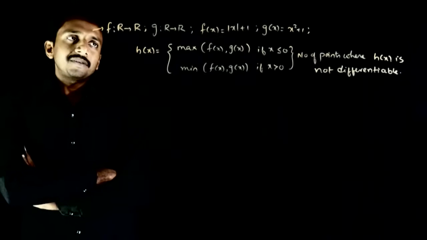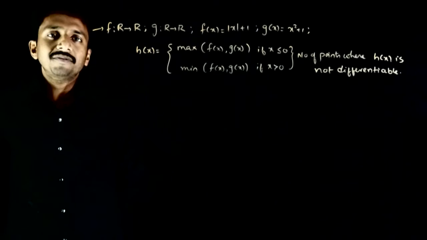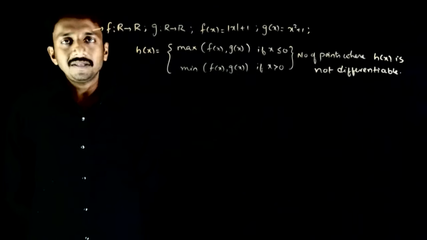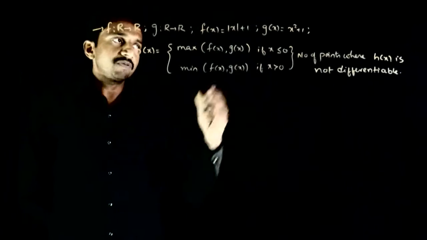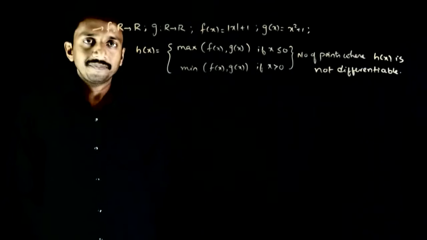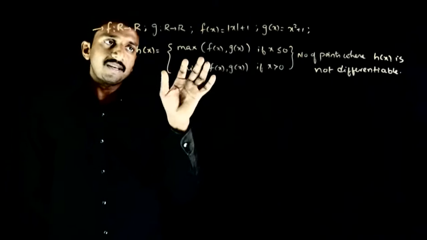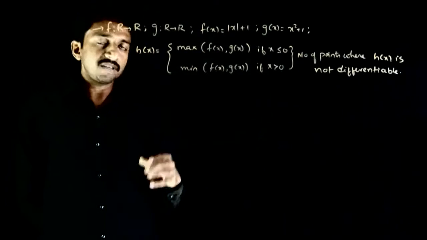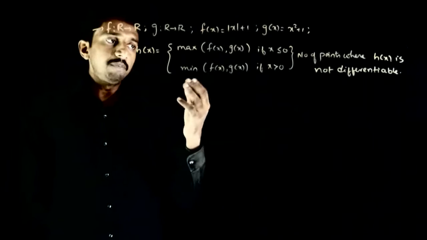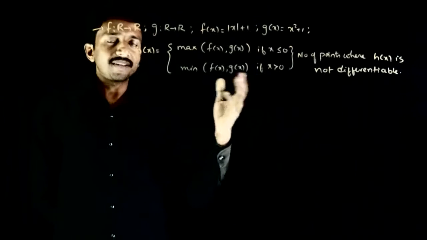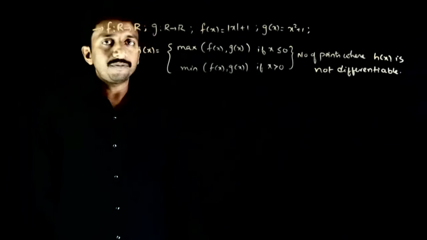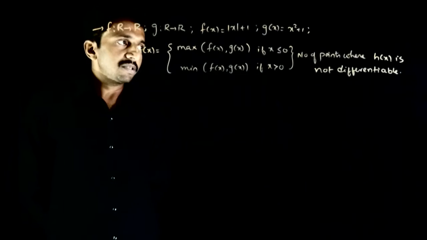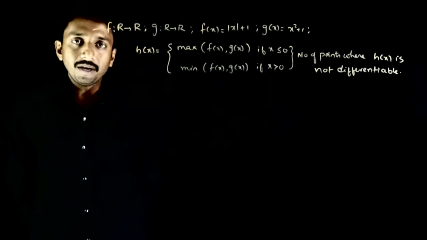So welcome students. इस क्वेश्चन में दिया है f is a function from real numbers to real numbers and g is also a function from real numbers to real numbers and f of x is mod x plus 1, g of x is x square plus 1 and h of x is maximum of f of x and g of x if x is less than or equal to 0, minimum of f of x and g of x if x is greater than 0. So now you're asked to find the number of points where h of x is not differentiable.